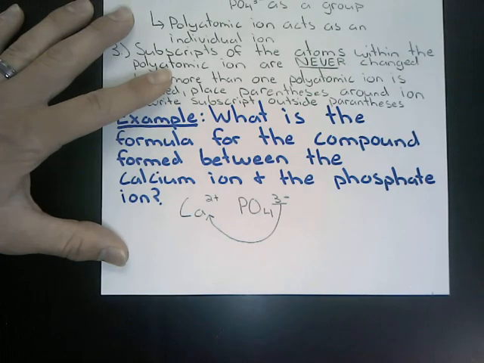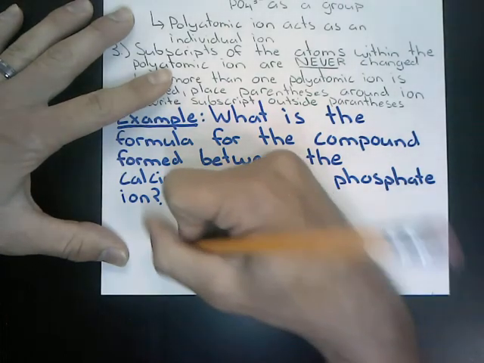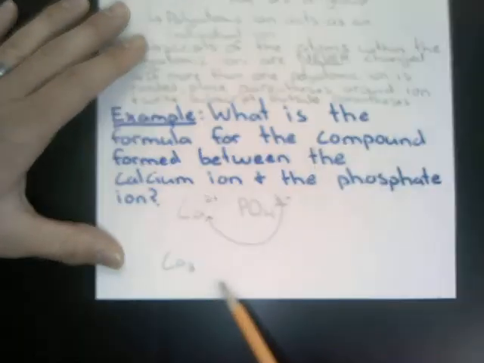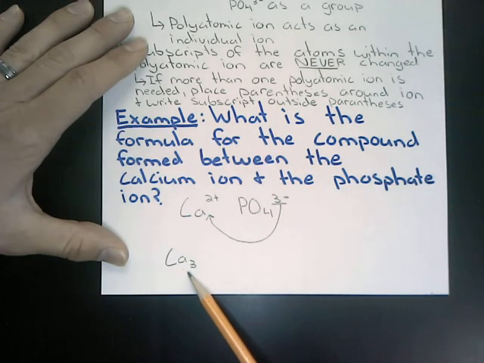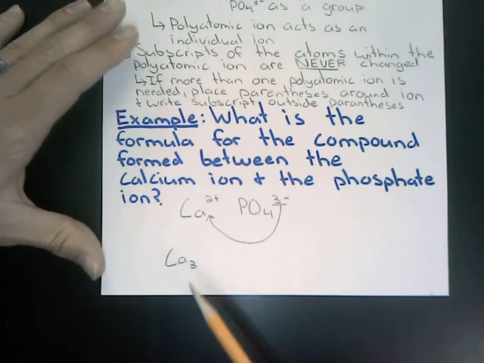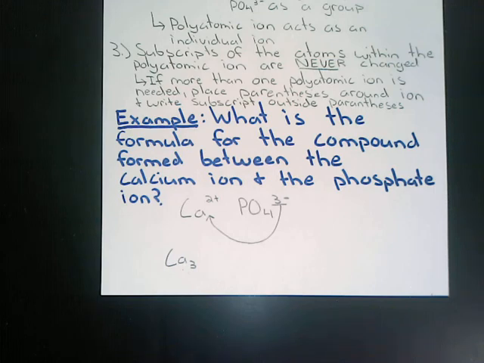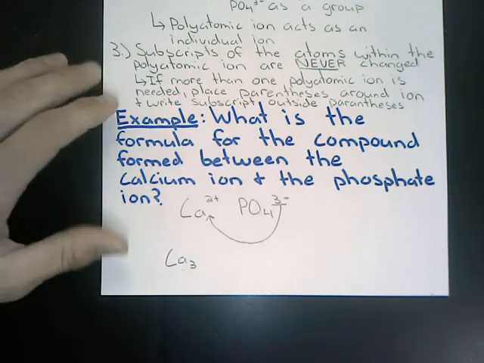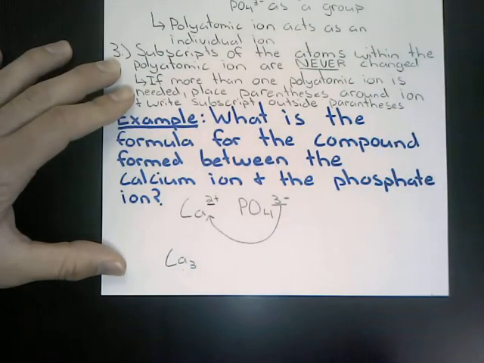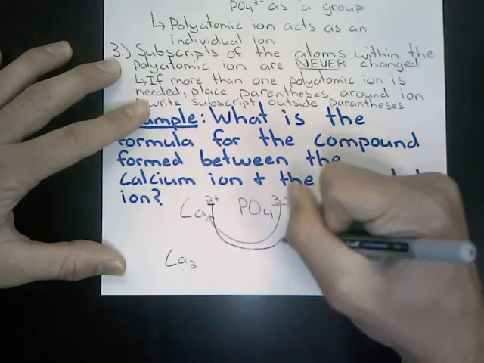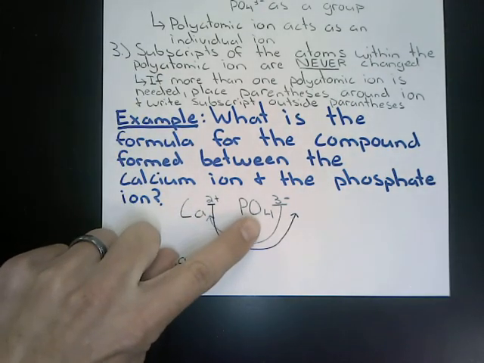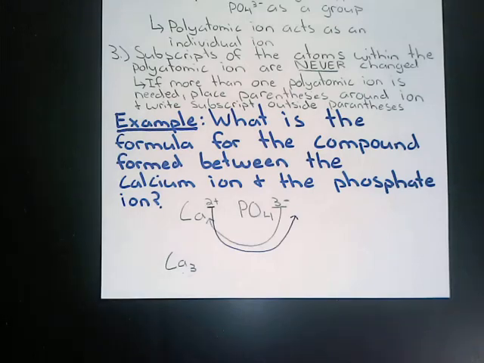That means we need 3 calcium ions. So we just write Ca3, and I want to point out this: because calcium is an individual element, we do not need parentheses. Now, if we go over here and try to find how many PO4s we need, we take that charge number, and again, we do the swoop-de-loop. So this means that we need 2 PO4s.